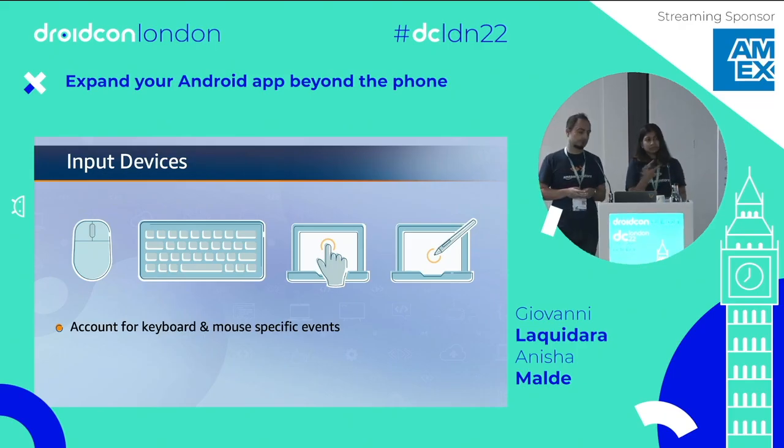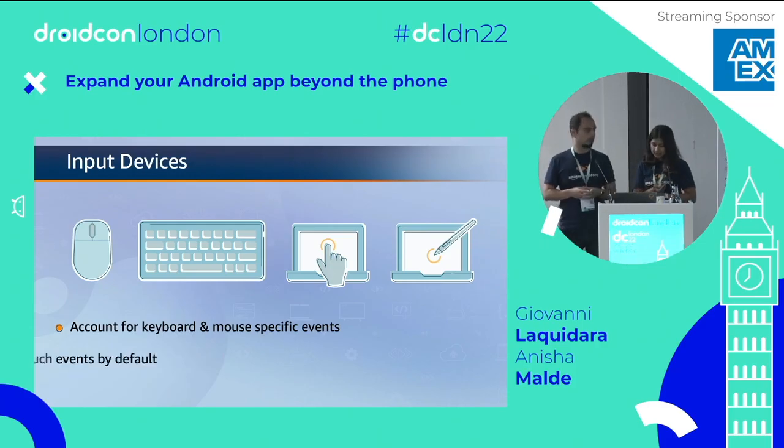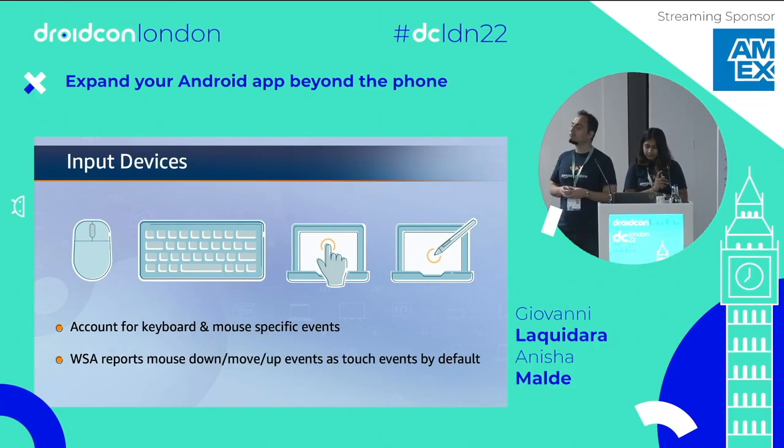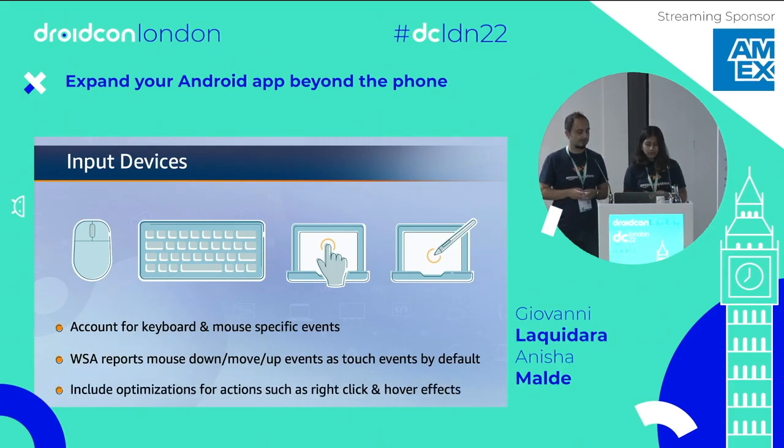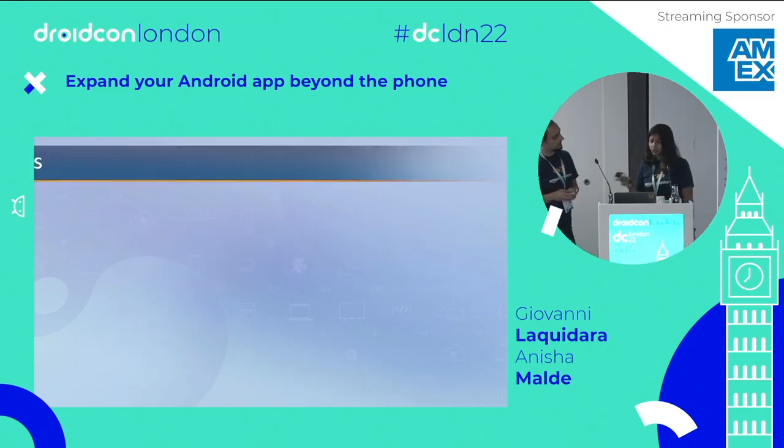So Windows Subsystem for Android specifically reports mouse down and up events as touch events by default. However, if you want to check if your text is focused, that input is reported as mouse events too, to ensure text highlighting and cursor placement work as expected. And for actions such as right clicks or hover effects, you may want to include optimizations specifically for these, which Gio is going to talk to you about.